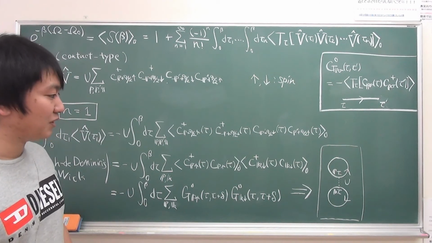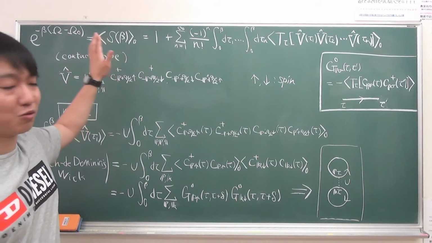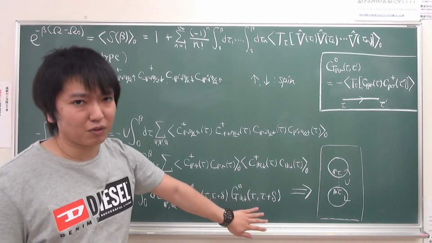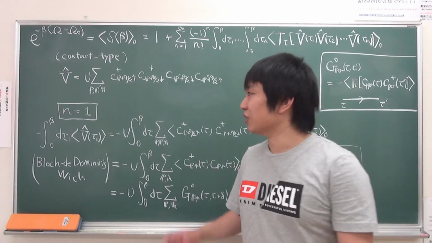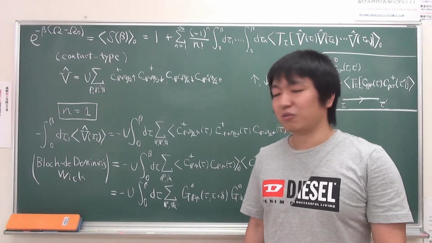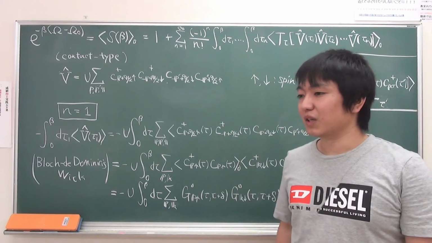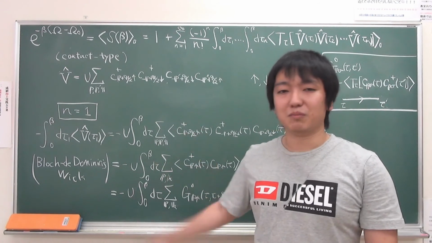Anyway, at least we can see the clear connection between the interaction correction to the thermodynamic potential and the imaginary time Green's functions in the non-interacting case. If you want to know more advanced situations, you can read a textbook on quantum many-body theory, on quantum many-body systems.